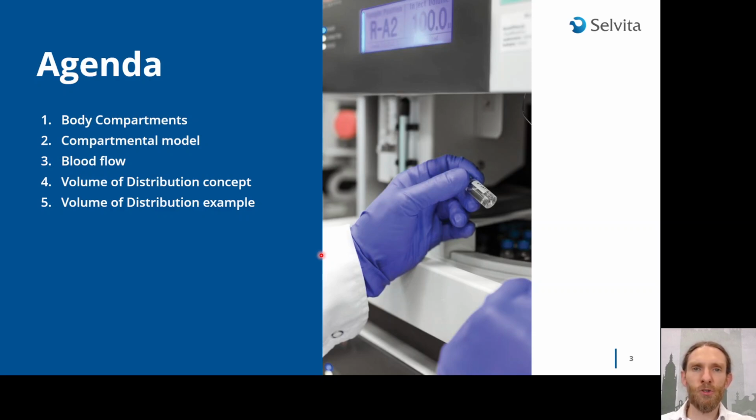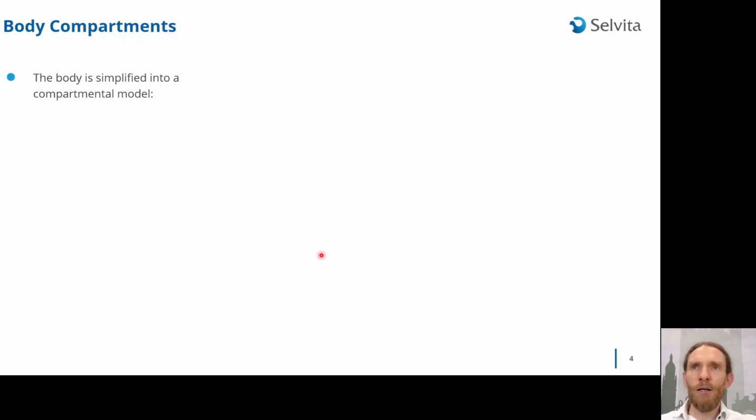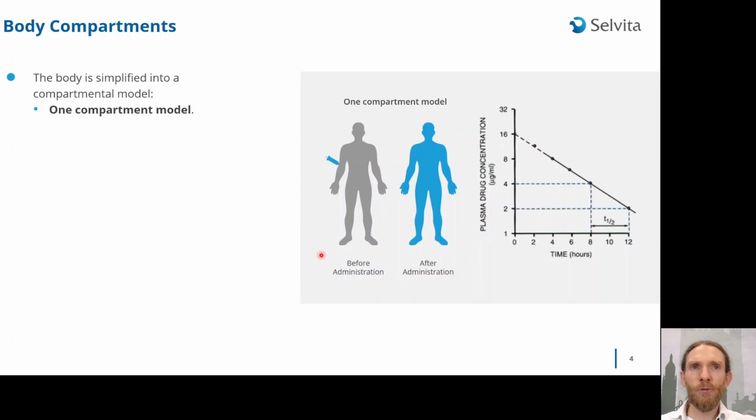volume of distribution. When we are talking about the body and how the concentration of the drug changes over time, it's kind of impossible to treat the body literally as it is because it is just too complex. So we are simplifying the body into some models in order to describe the behavior, the changes of the concentration of the drug. So one of the first models is the so-called one-compartment model.